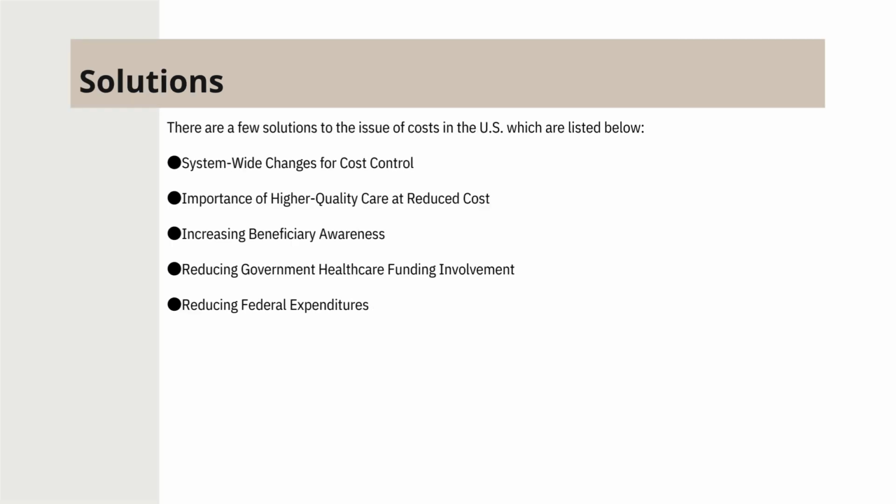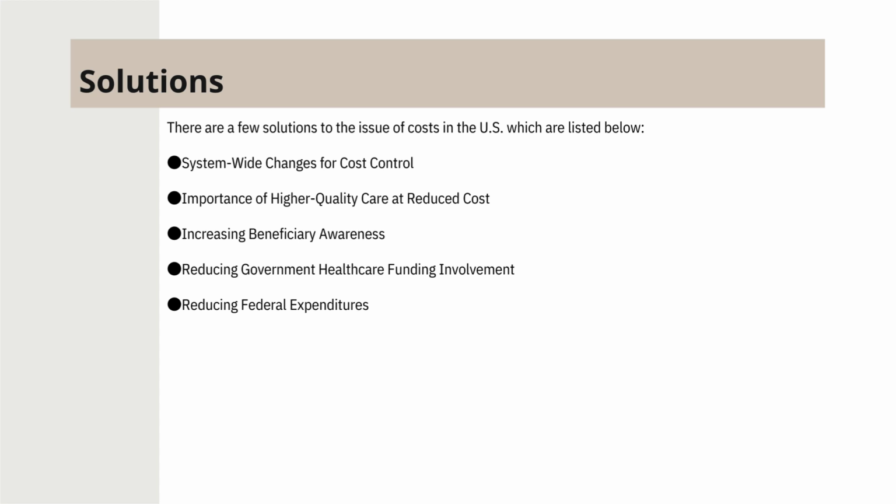There are a few solutions to the issues of cost in the U.S., which are listed below. System-wide changes for cost control. System-wide changes to delivery and payment structure hold the greatest potential for slowing the rate of rising expenses and maintaining healthcare quality and access without merely shifting cost around.